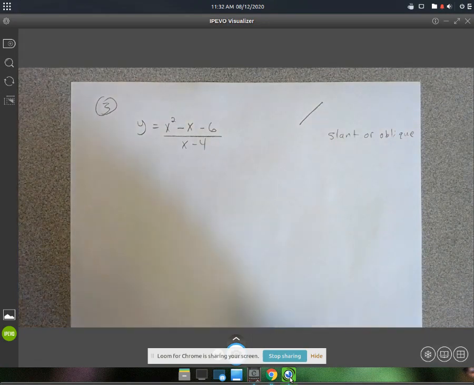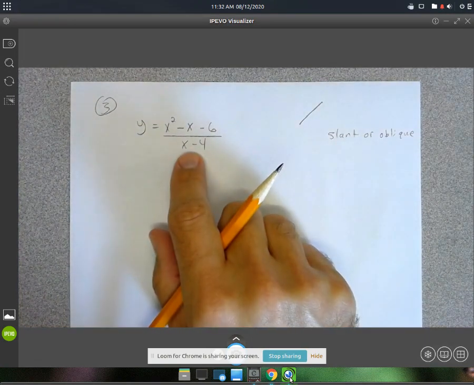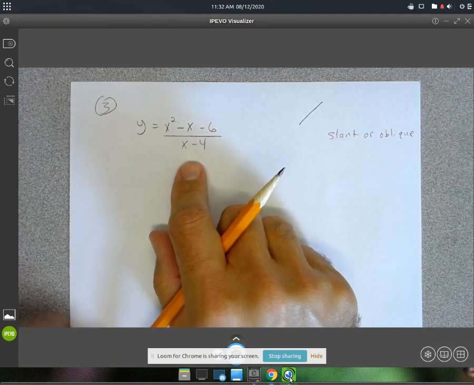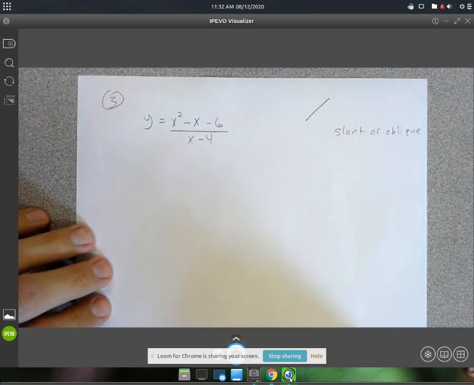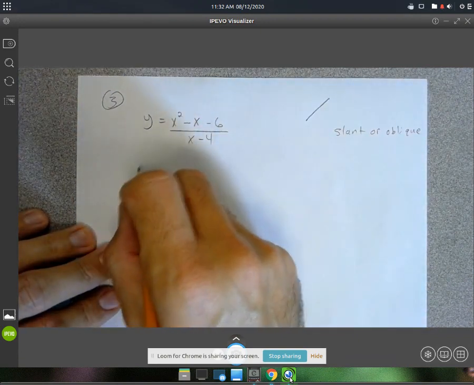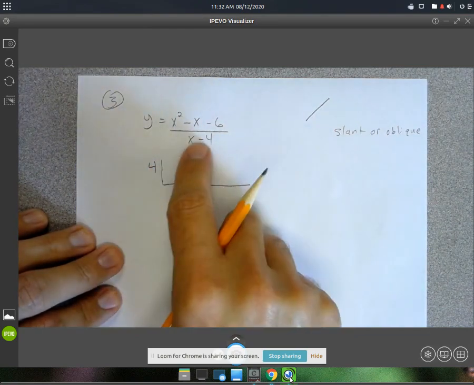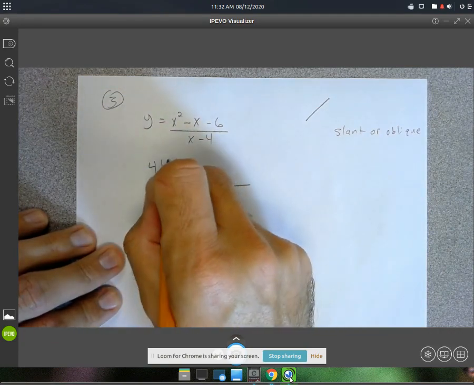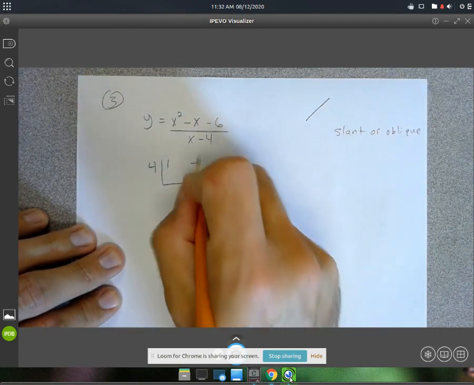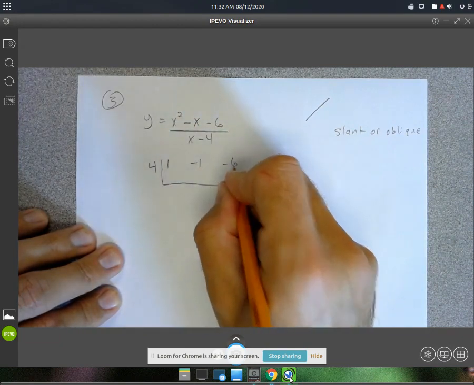And it's pretty simple. All you do is a little division. You can use polynomial division or synthetic. And of course, we're going to use synthetic. So we'll set up our outside number as 4, because that's what drives the denominator, that's what drives that factor to 0. And inside, we'll have the coefficients 1, -1, and then -6.